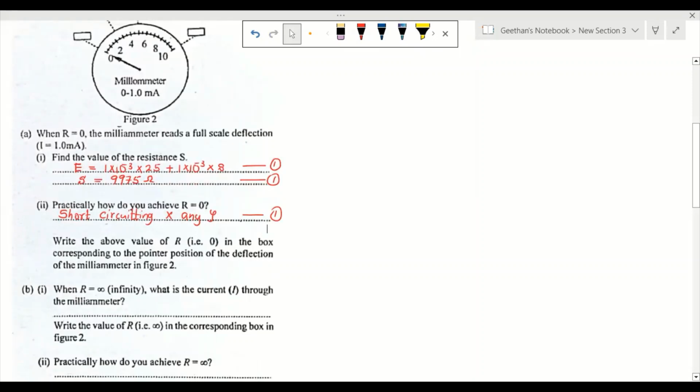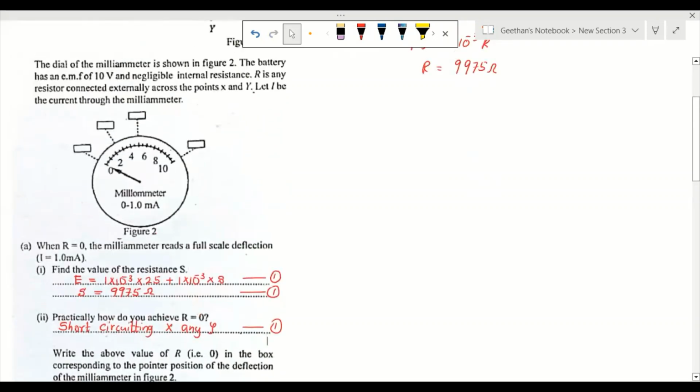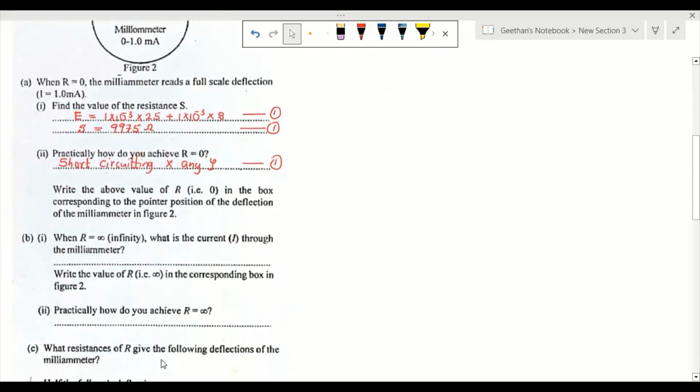Write the above value of R in the box corresponding to the pointer position of the deflection of the milliammeter in figure 2. They have given 4 boxes, and they say it's 1 milliampere deflection, a full scale deflection. So we were making R 0, so you have to write 0 ohms in the box. You have to write that in the box, but I'm writing it outside now because there's no space.